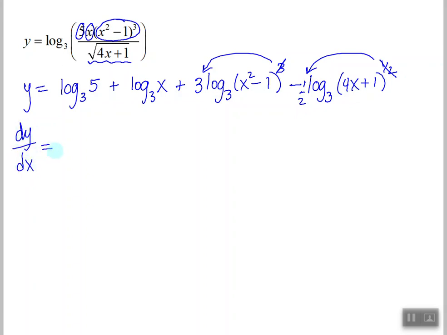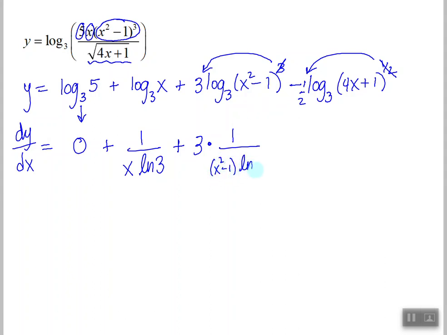dy/dx equals, this is just a constant, its derivative is 0. There are no x's in there, no variables. Plus, log base 3 of x is 1 over x times natural log of 3. 3 is the base, that's why it goes there. Plus 3 times constant multiple, 1 over the inside, x squared minus 1 times natural log of 3, but here I need a chain rule.